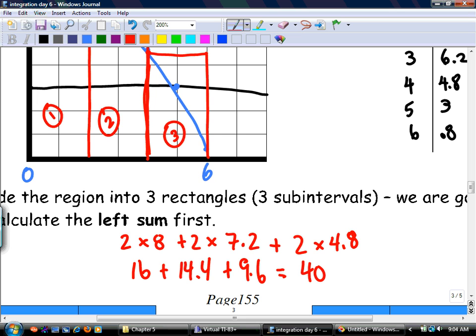Now, is that an overestimate or an underestimate? Overestimate. Why? Because all the rectangles are above the blue line at all points. Okay, right sum.